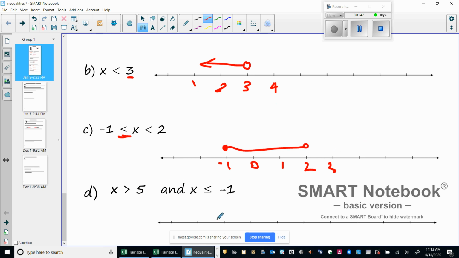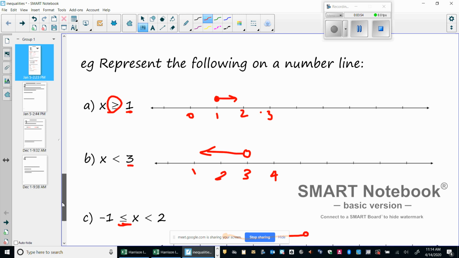Miss Harrison? Yes. For A and B, does it matter how long the arrow is? No. You could have done it all this way, or you could have just done a tiny little one, as long as it's pointing in the right direction. Obviously, don't do something like this where we can't tell you've actually got a line. You need to be able to see it. Okay?